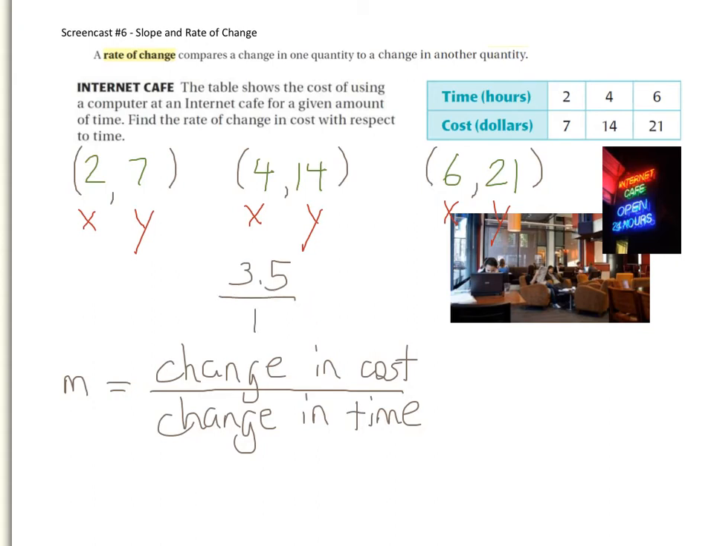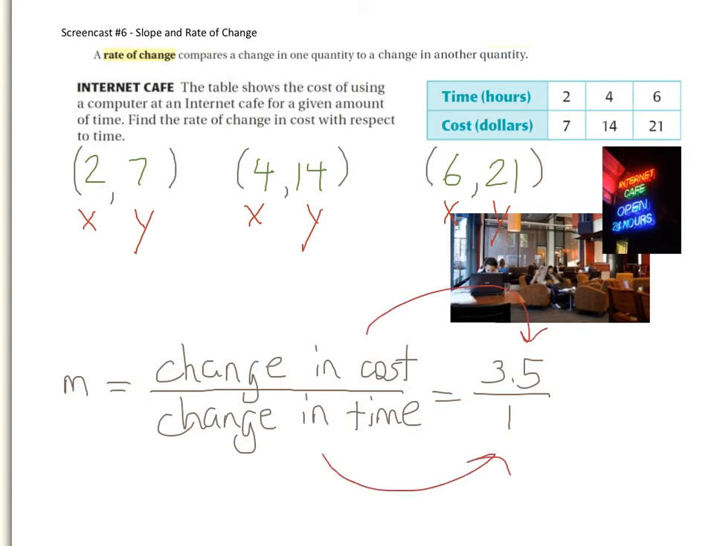Now, we see that 3.5 is in the numerator and 1 is in the denominator. So let's compare that to our change in cost over change in time. We know 3.5 is in the numerator, so let's put that up there, and we know 1 is the denominator, so let's put that down there. Let's set them equal to each other, and we can clearly see that the change in cost is 3.5 and the change in time is 1. But still, what does any of that mean?